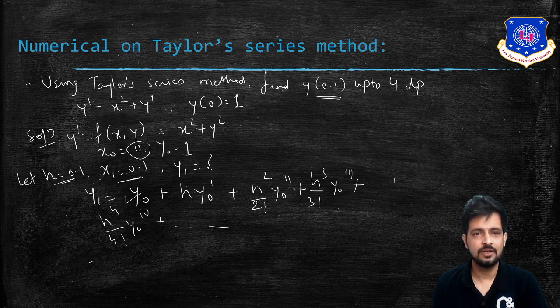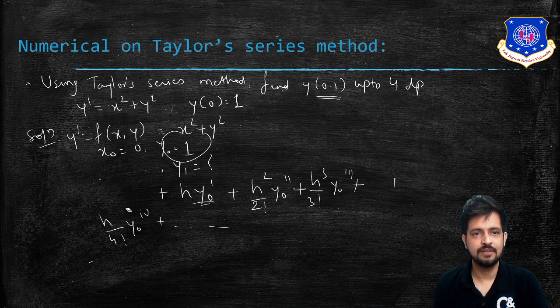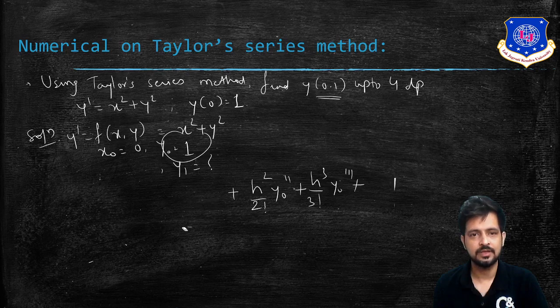Y0 is already given, y0 is 1. H is also given, 0.1. Y0 dash, y0 double dash, these values we have to find. So how can we find these values? We have to take the derivatives. Note it down. Let us take the derivatives and then we will place the values. We have to place the values of the derivatives in this formula, then you will get the answer.